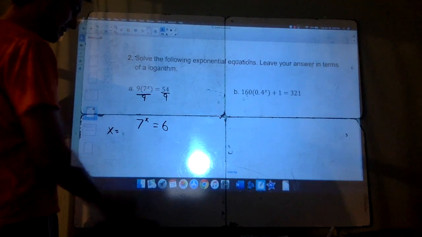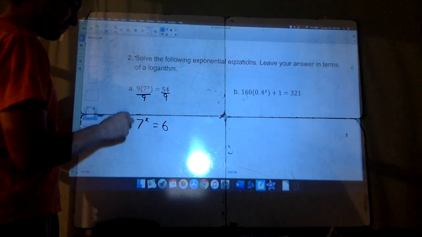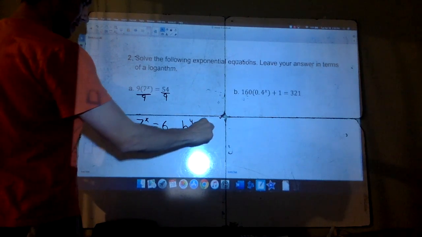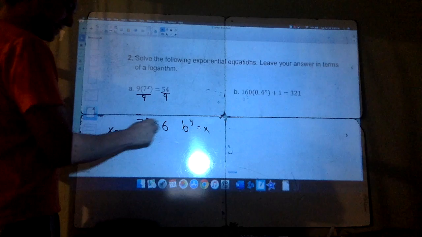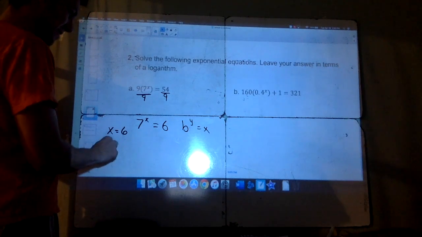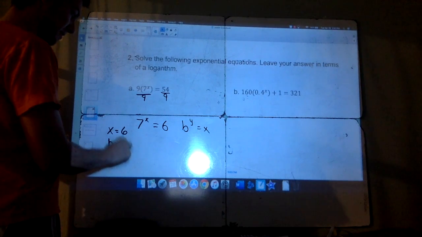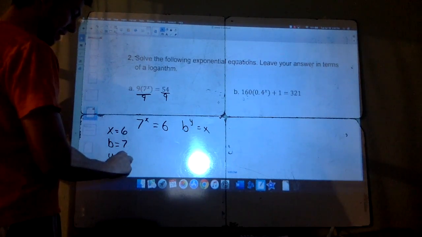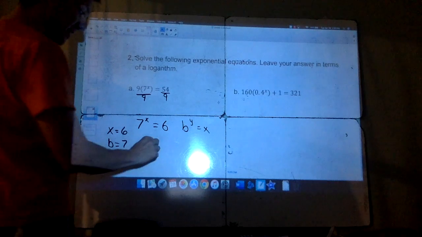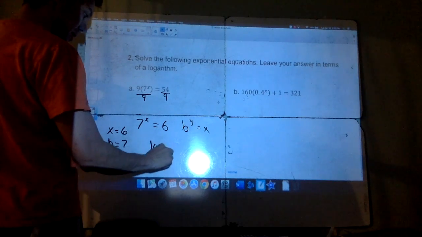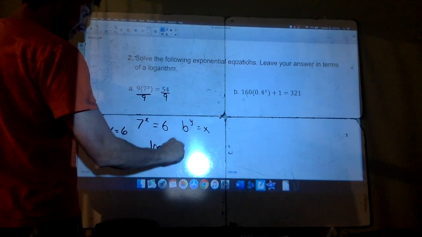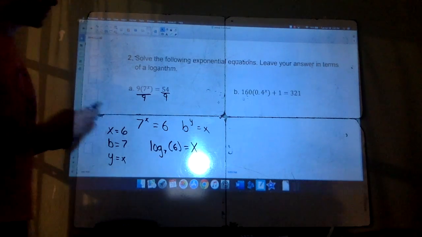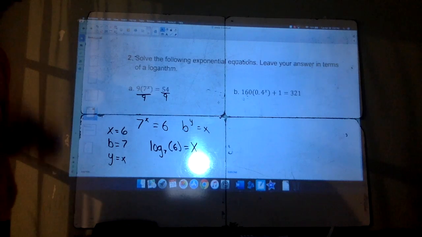So b to the y equals x. So our x here is 6. Our b here is 7. And our y, in this equation, our y is x. So how we rewrite that is log base 7 of 6 equals x. And we just solved for that x right there.